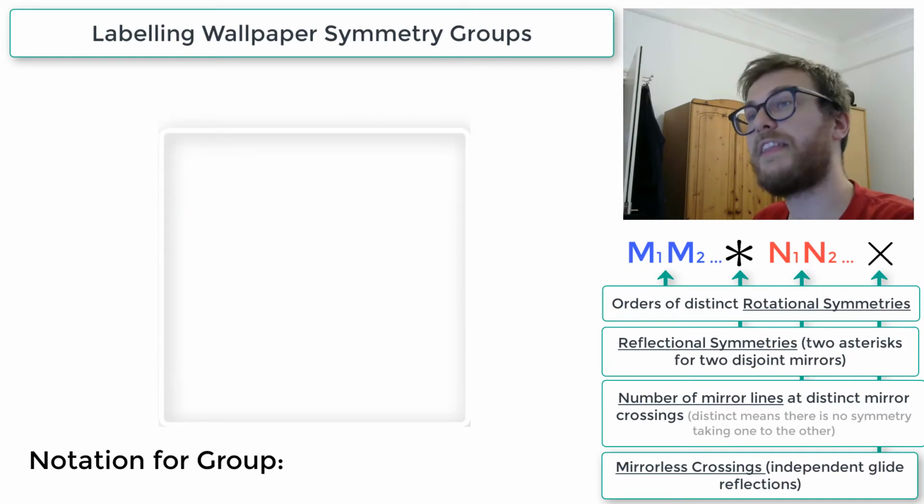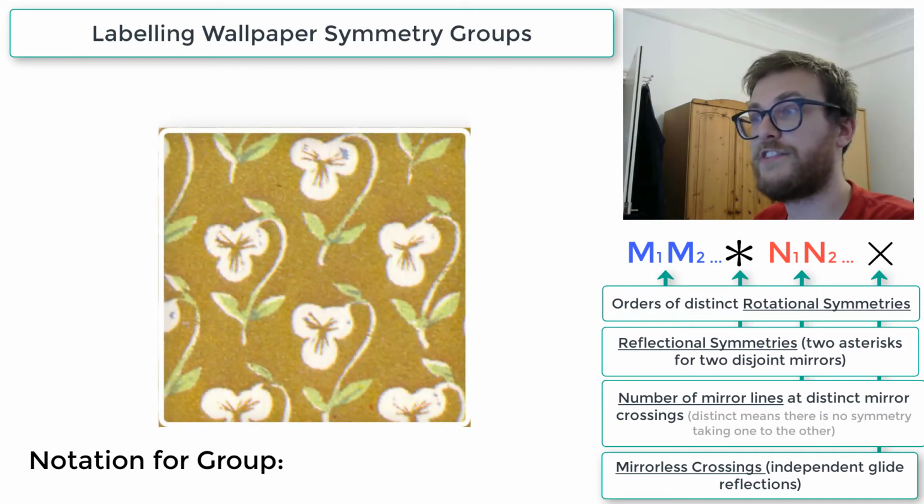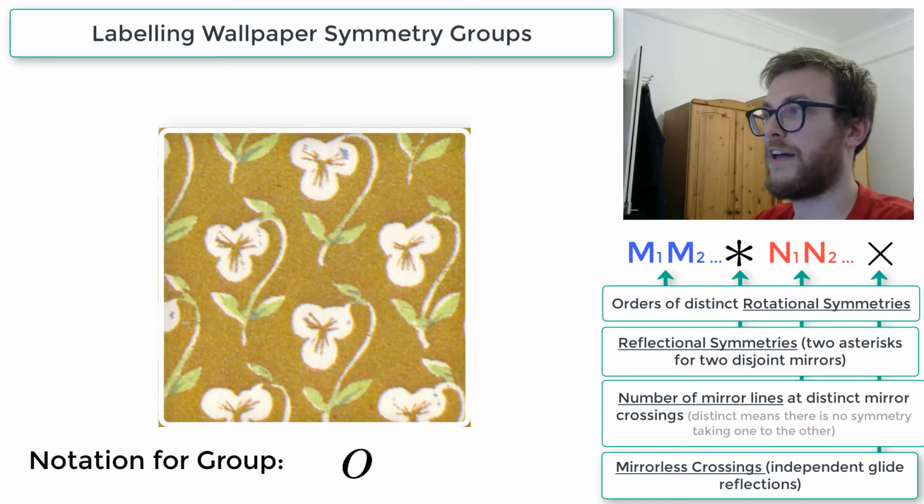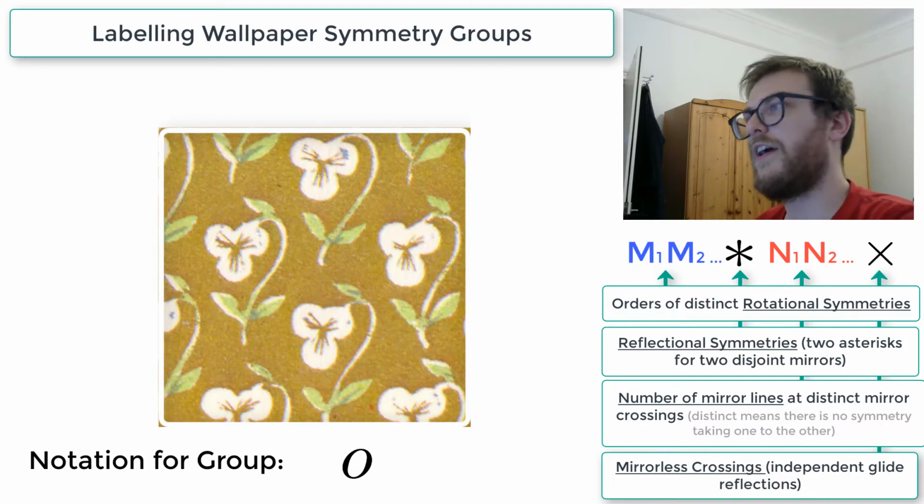Finally, it might be the case that there are no rotations, no reflections, no glide reflections. But we know there are always translations, of course. In this case, if there are absolutely no symmetries at all other than the translations, we use the notation O for the group, as there are no symmetries. And we need to call this group something. Here is an example.